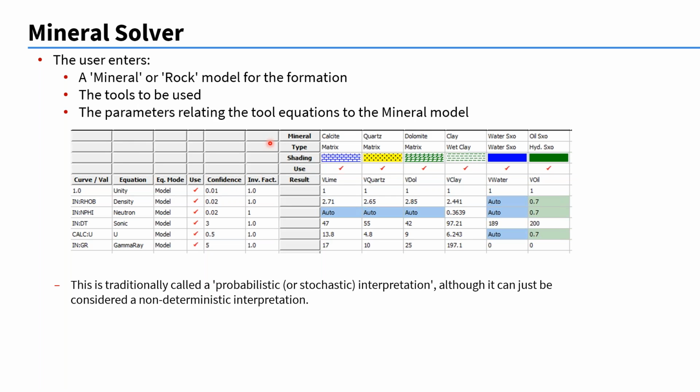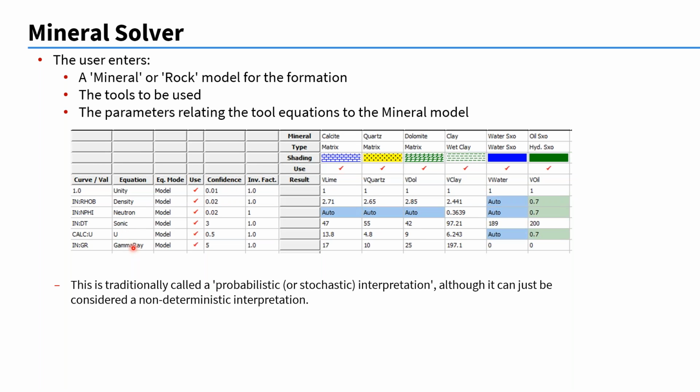The user needs to enter a mineral or rock model for the formation, which is what you see here. On the right side, we're looking at the minerals for the model: calcite, quartz, dolomite, clay, and then the fluids. There also need to be the tools used to calculate those. For that, we have equations like the density, neutron, sonic, volumetric cross-section, and the gamma ray.